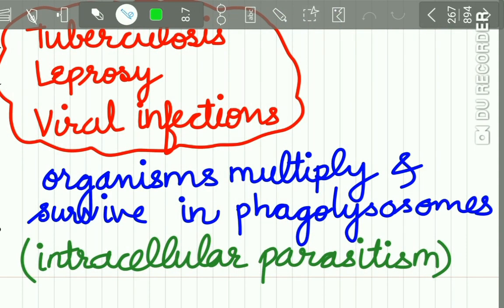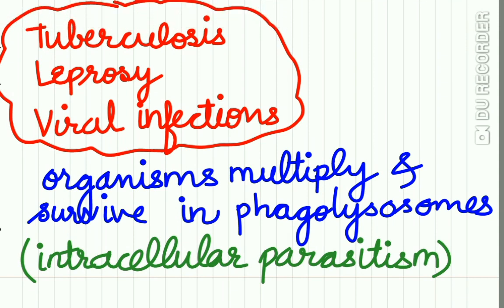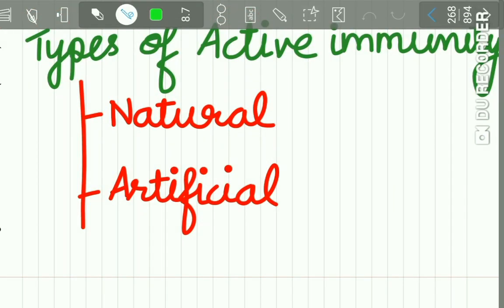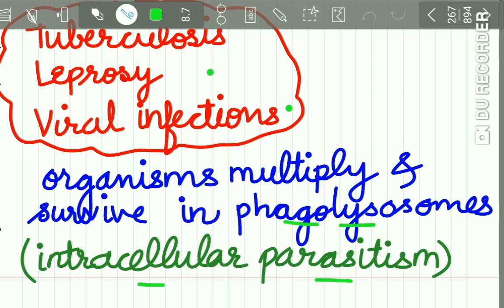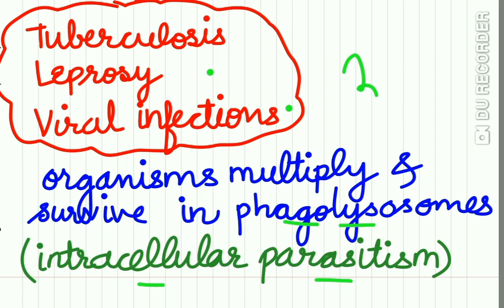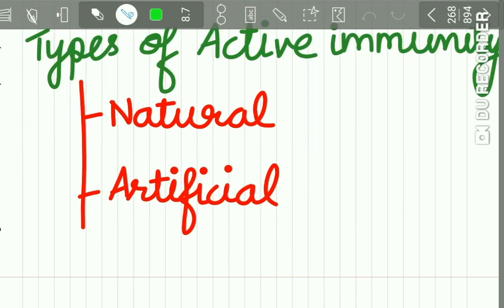So, in chronic bacterial infections like tuberculosis, leprosy and viral infections, the organisms multiply and survive in the phagolysosomes, that is called intracellular parasitism. So, this cell-mediated immunity is very much active, and it is very much important in the chronic infections like tuberculosis, leprosy and viral infections in which there is intracellular parasitism.